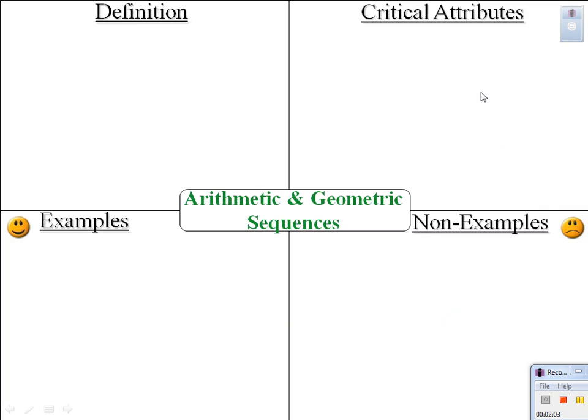Let's see. If you remember from the notes, arithmetic and geometric sequences. Without looking at your notes, write me a definition in your own words. Actually, before that, tell your neighbor, share some of your thoughts in regards to this definition.